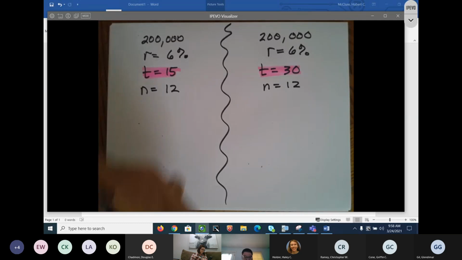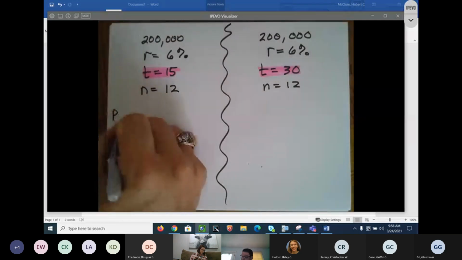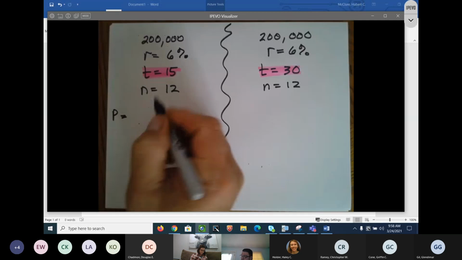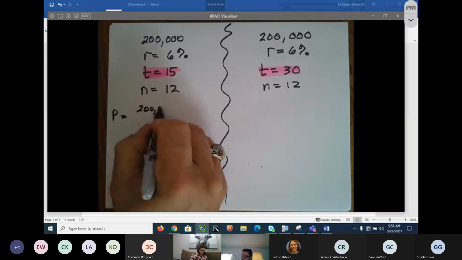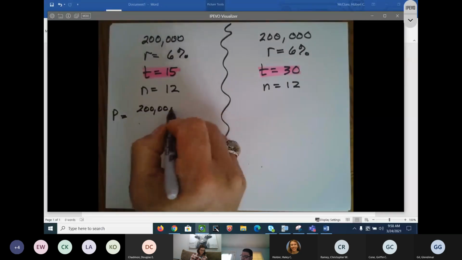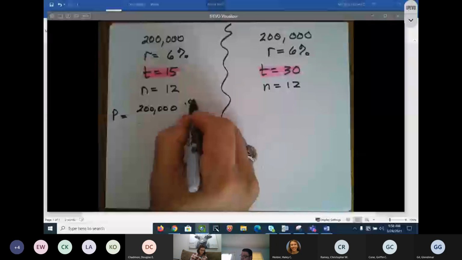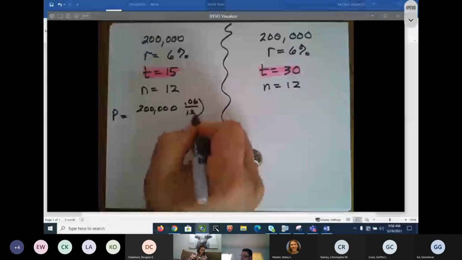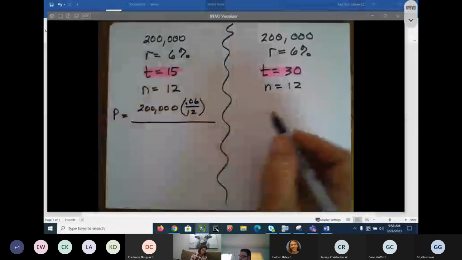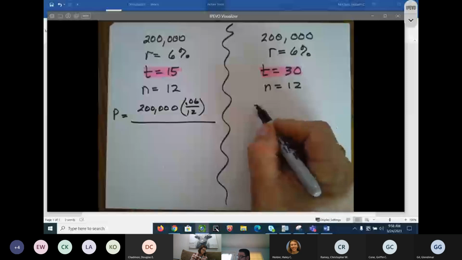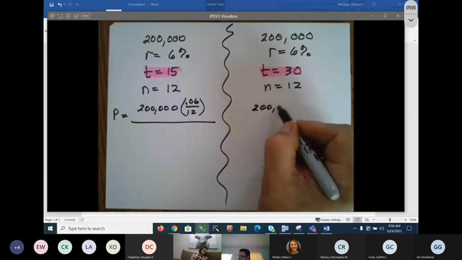So I'm going to write this while y'all are finishing up. Payment is equal to 200,000 times R over N. That's 0.06 over 12. And that's going to be the same for both. Like the car payment, 200,000.